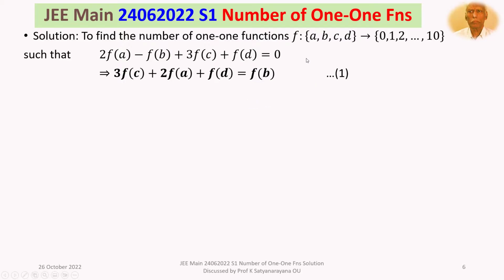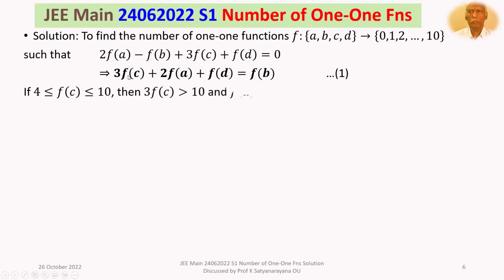Now, by the way, what is a one-to-one function? A function f is said to be a one-to-one function if the distinct elements of the domain are mapped to the distinct elements in the codomain of the function f. So, we want to count the number of one-to-one functions in this situation and satisfying this relation.